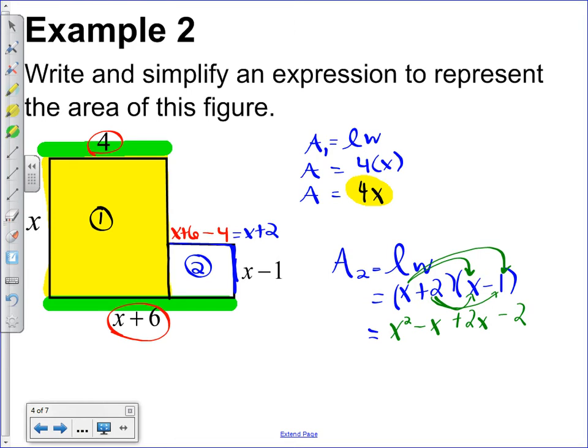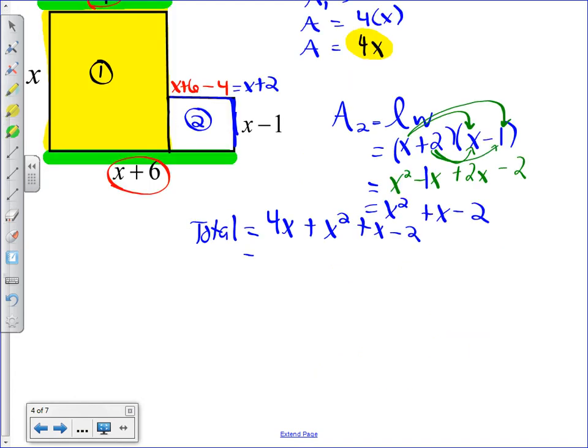Sarah, I can simplify this. How do I simplify this? Not negative x. Good. Excellent. Okay, so now I have the area of shape 1. I have the area of shape 2, Laura. How do I figure out the total area of this, Kevin? Good, so what will I write? Good. Jericho, what's my next step going to be here? I have to simplify this. Good, so what will I write?